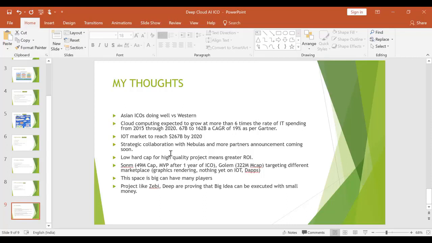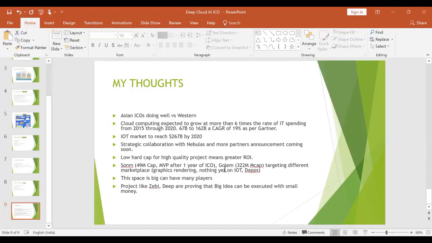Also, they have a strategic collaboration with Nebulous, and more partner announcements are coming soon. I've seen on the Telegram that they will have more announcements going forward. And they also have a low hard cap. Low hard cap for high quality projects means greater ROI for the investor.